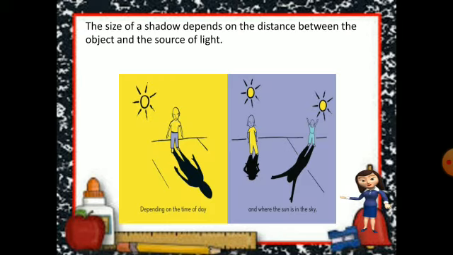The size of a shadow depends on the distance between the object and the source of light. Here you can see in this picture. It also depends on the distance between the object and the surface where it is formed. Shadows formed by the sun are long during early mornings and evenings and shortest at noon.